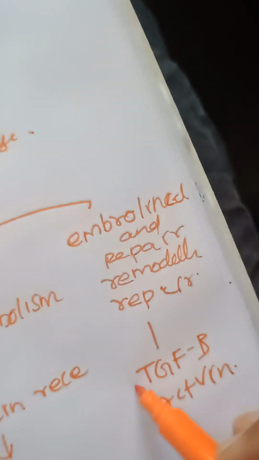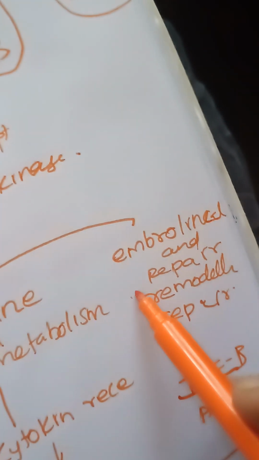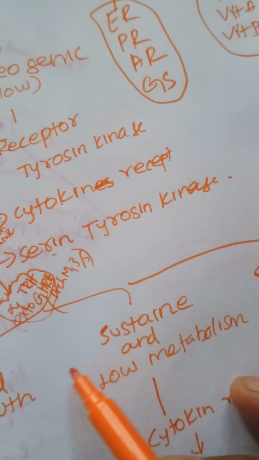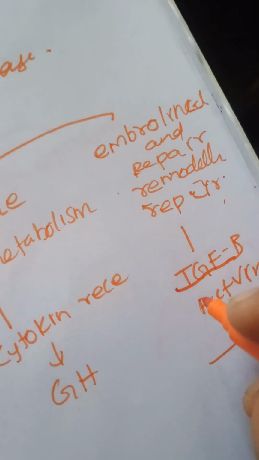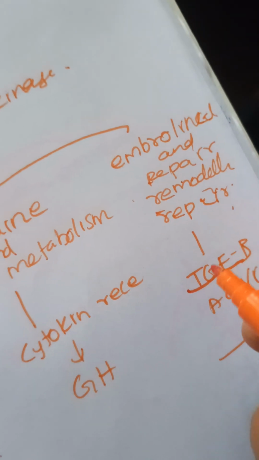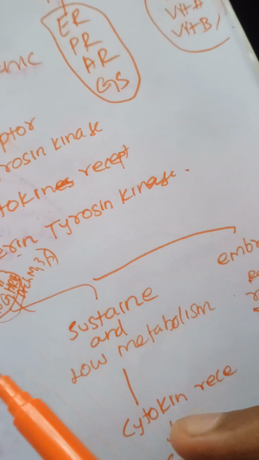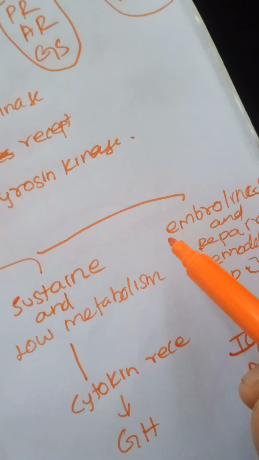Hormones like TGF beta and activin are involved in embryological repair and remodeling of the cells. So TGF beta acts through the serine tyrosine kinase to get the resulting effect.